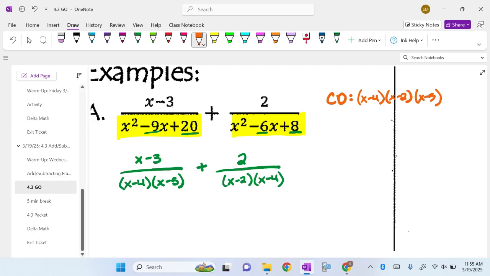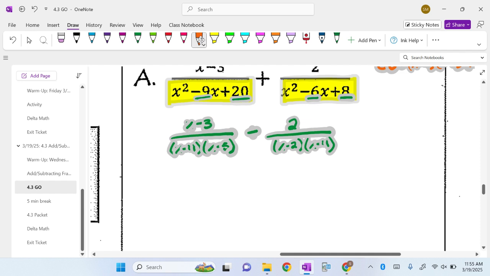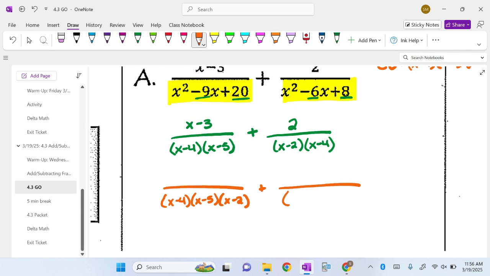Now, the great thing is that you don't have to box method that just yet. We're going to leave it in factored form for the time being. So if we're shooting for a common denominator, I'm just going to go ahead and write x minus 4 times x minus 5 times x minus 2 plus x minus 4 times x minus 5 x minus 2.